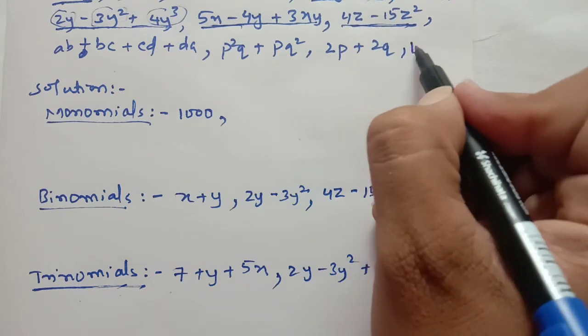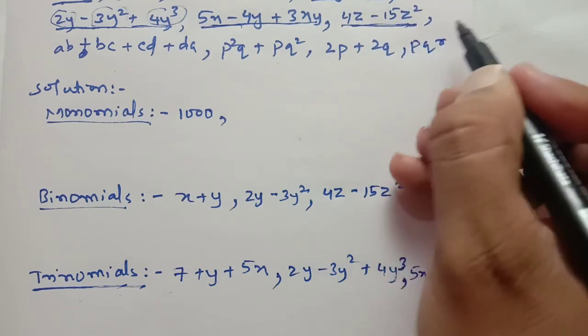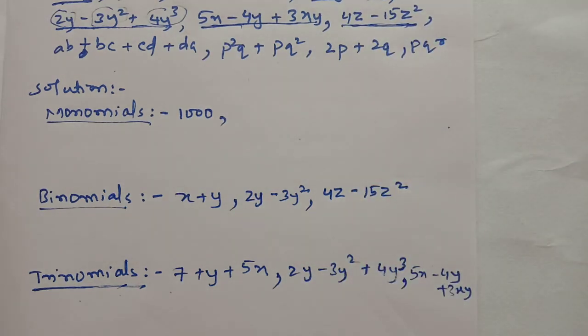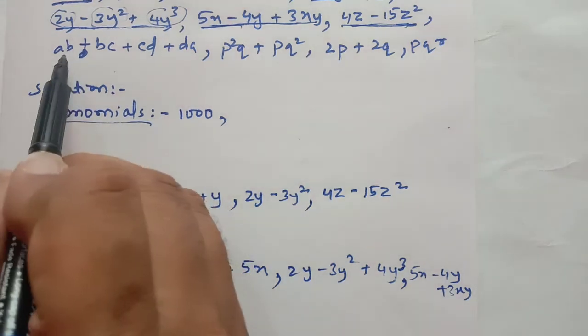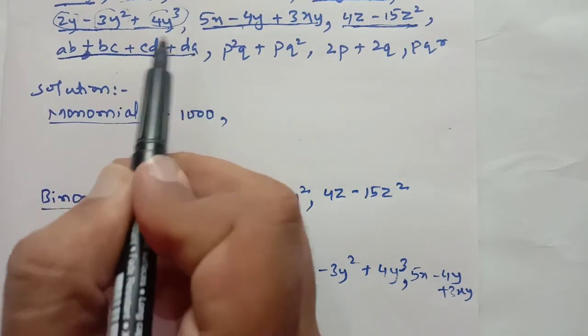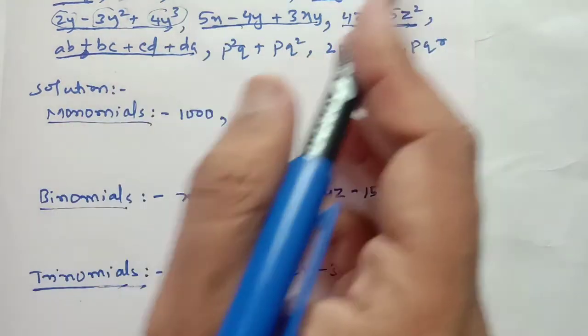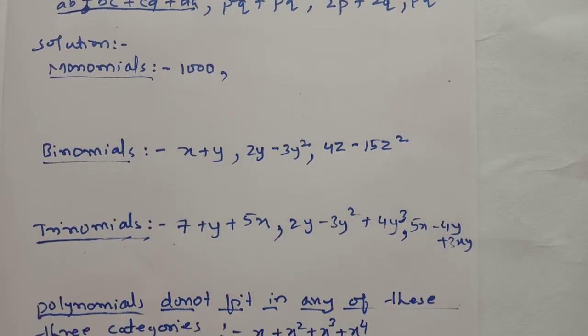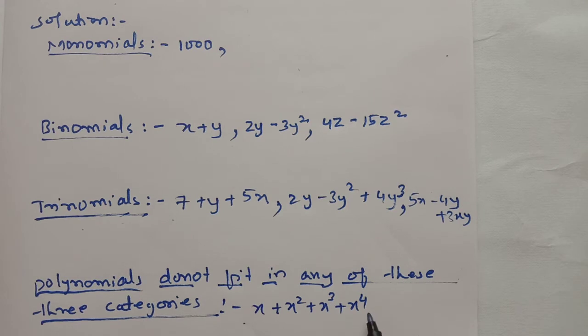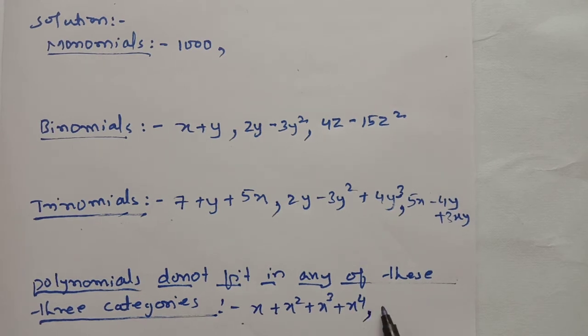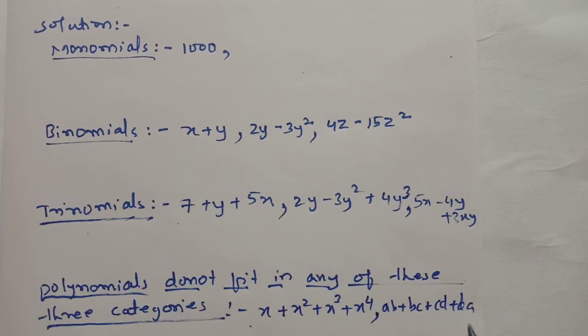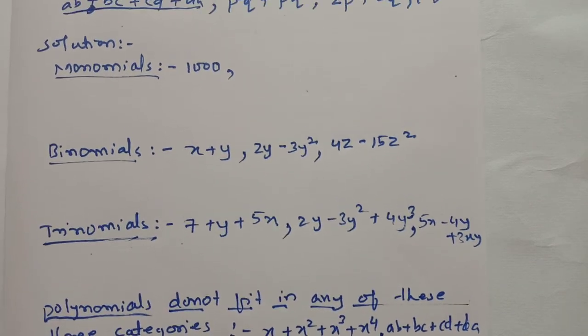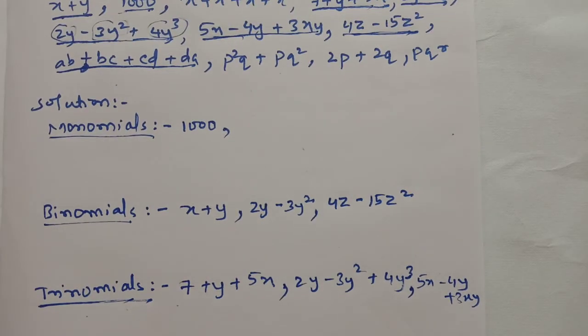Here one more is there, student, pqr. Let's see the next one. Here you can see there are 4 terms, so this does not fit in these 3 categories. So it will come in polynomials which do not fit in these 3 categories. ab plus bc plus cd plus da. 4 terms are there, so it does not fit in the above 3 categories.